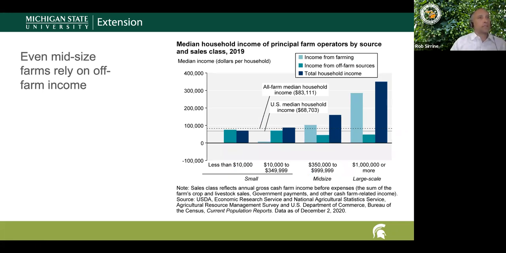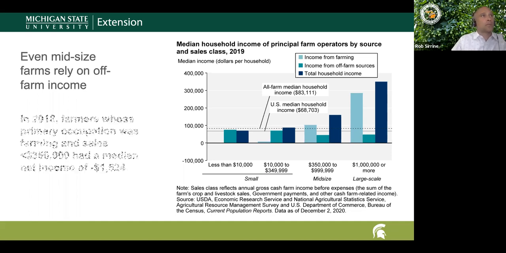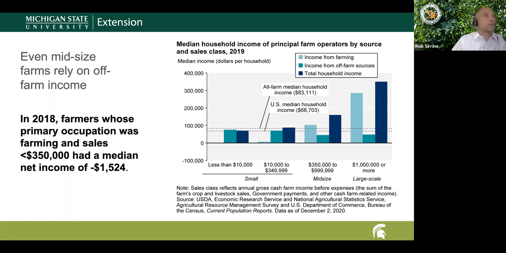And that varies depending upon whether you're eating out at a restaurant or at a grocery store as well. And Trey talked a little bit about this, but I think it's worth repeating that these smaller scale farms, and this is based upon income, rely quite considerably on off-farm income. In 2018, farmers whose primary occupation was farming and had sales under $350,000 had a median net income of negative $1,524.